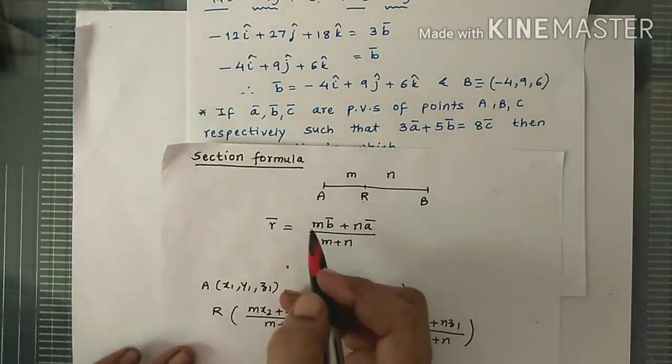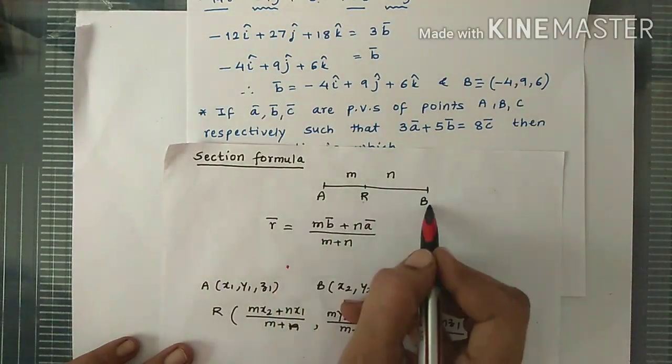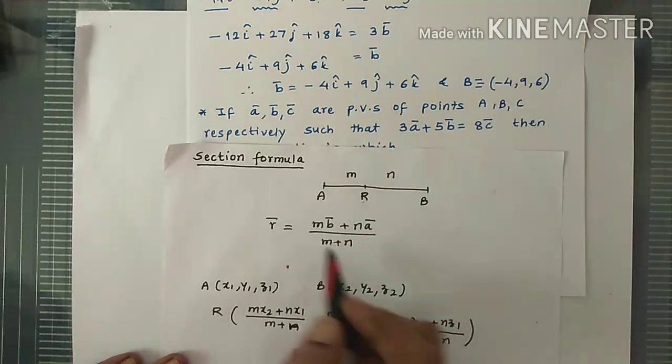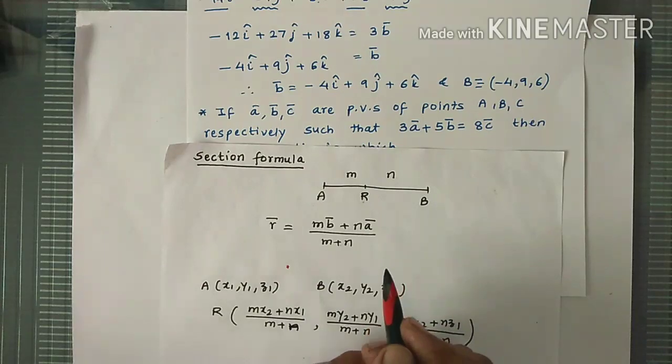So the section formula is, if point R divides AB in the ratio m to n, then R bar is m b bar plus n a bar upon m plus n.